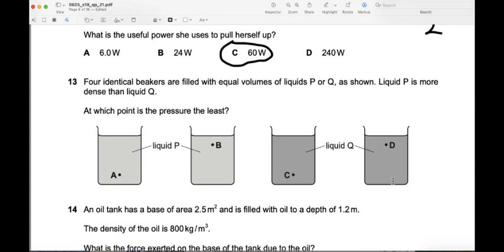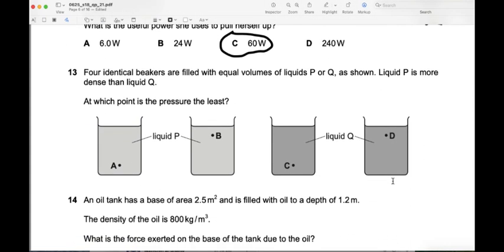We go to the next question. It says 4 identical beakers are filled with equal volumes of liquid P or Q as shown. Liquid P is more dense than Q. At which point is the pressure the least?